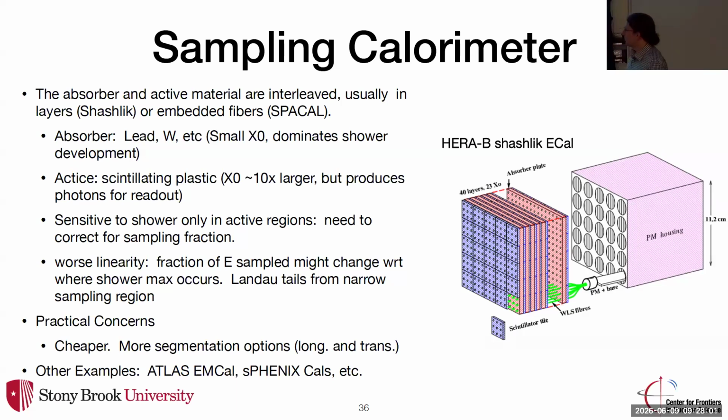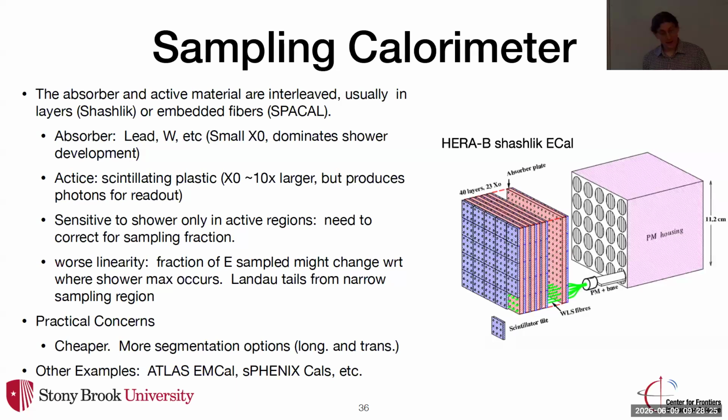So it has some downsides. Because some of the light from the shower is lost in that absorber, if it's lead, then only the light that is produced right near the edge of it is going to make it into the scintillating part, the transparent part. So we're not going to measure all the energy, we're just going to measure some of it. And we're going to have to multiply that by whatever factor is our sampling factor.